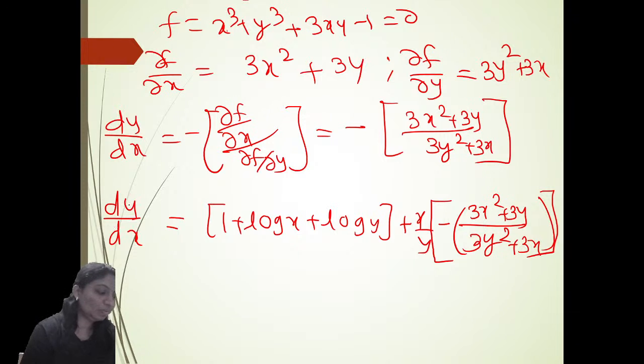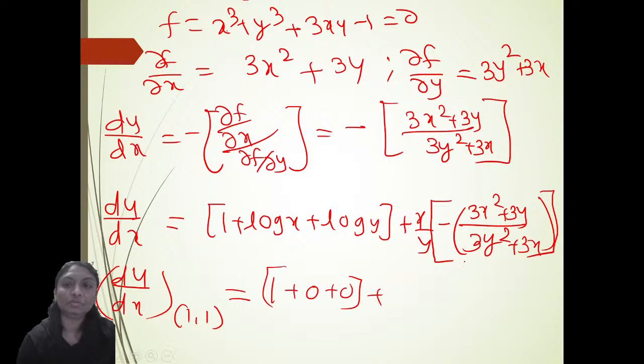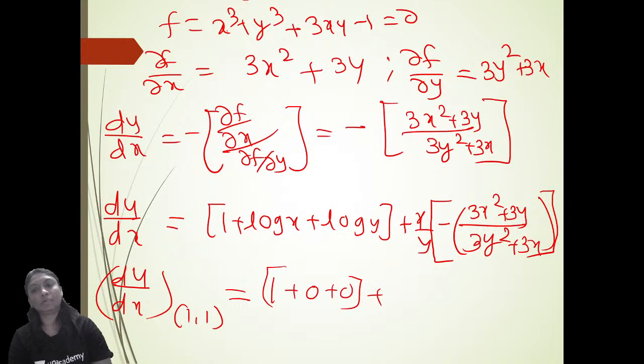So this is your du by dx. Now calculate du by dx at (1, 1). Here you will get 1 plus log 1, which is 0, plus 1 into 3, 3 plus 3, 6. Here you will get (3 plus 3) 6 upon (3 plus 3) 6, so 1.